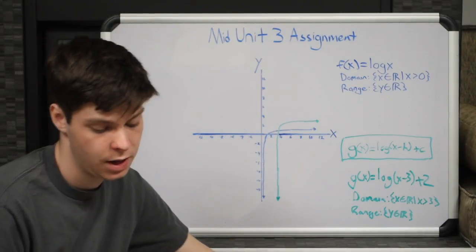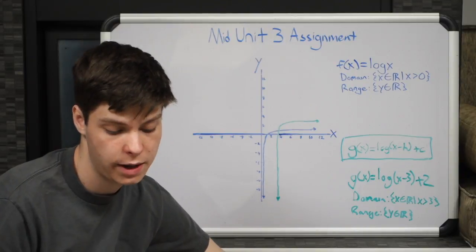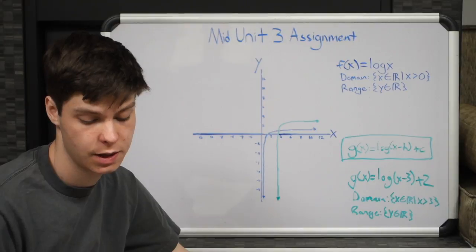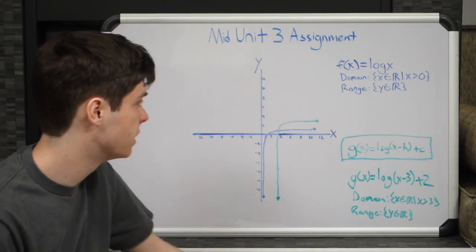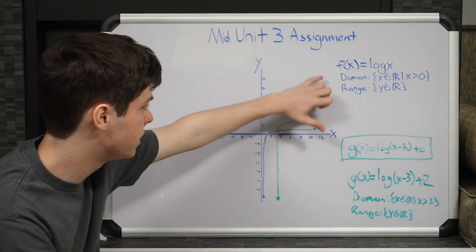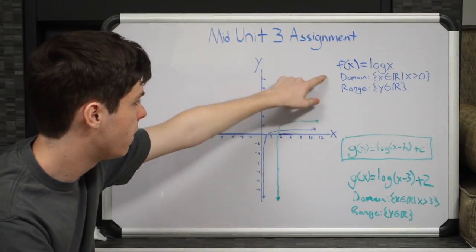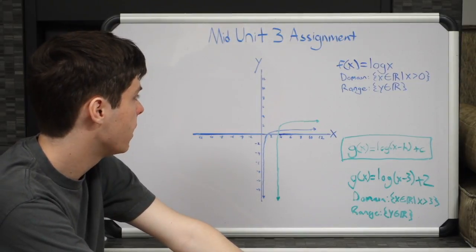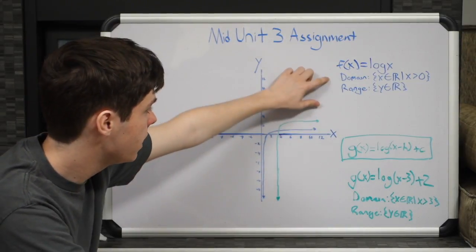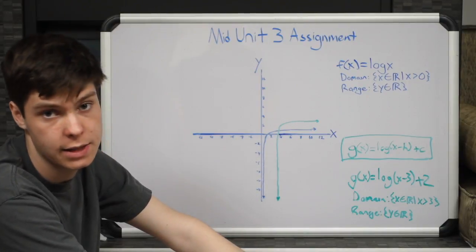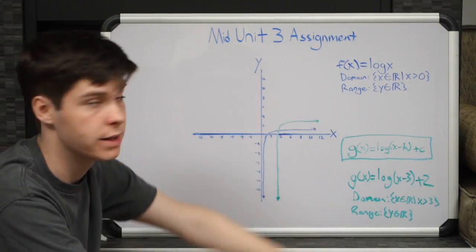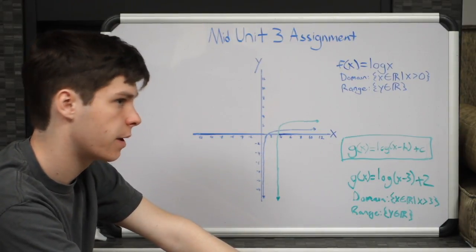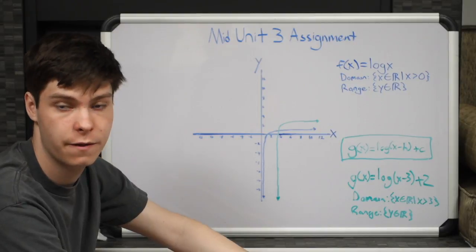Okay, question 2. Describe what happens to the domain and range of a logarithmic function under both a horizontal and vertical translation. Support your explanation with diagrams. So for this, I use two functions, f of x and g of x. f of x is the parent function where y equals logarithm of x, and the domain is x is an element of the real numbers and x is greater than 0, and the range is y is an element of the real numbers.